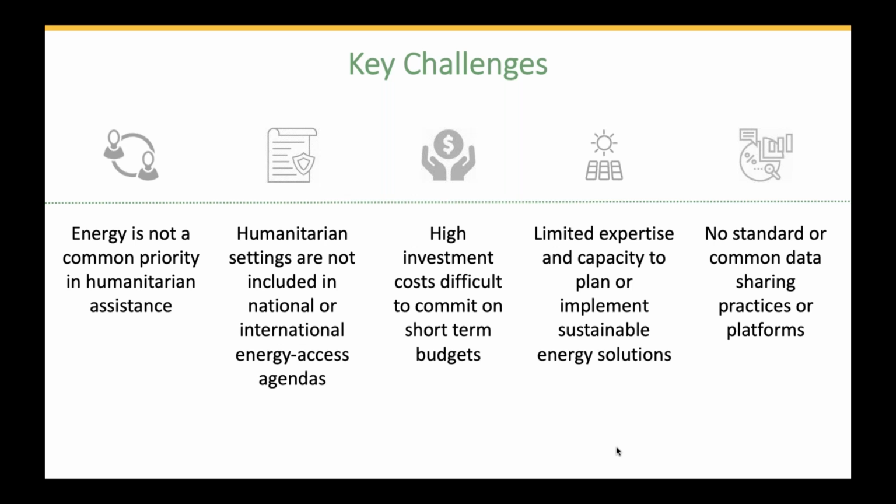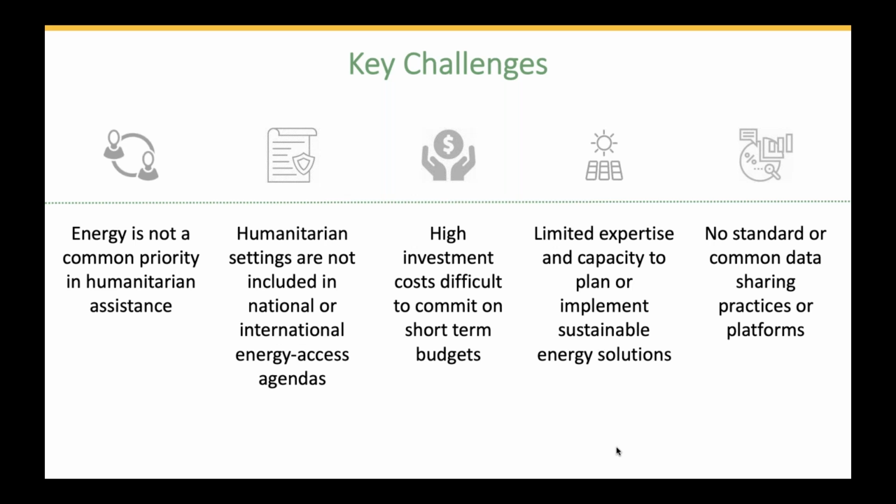We figured out that there are 5 key challenges in the sector, and they're listed on your screen, and I'll go from left to right. The first key challenge is that energy is not a priority. There's no, for example, energy cluster in the humanitarian system. The priorities certainly are to provide water, food, and shelter. But we heard already from Rafaela and Laurent that, of course, it is linked, and energy is a key enabler for these priorities of the humanitarian assistance.